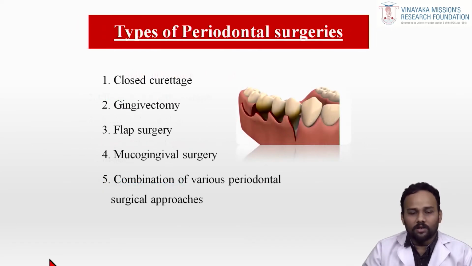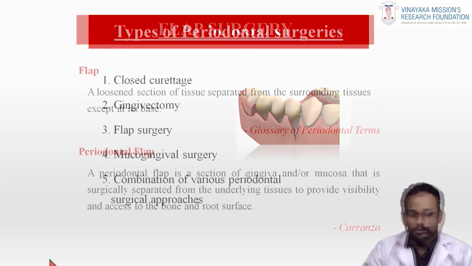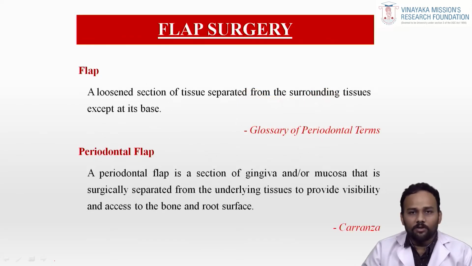There are different types of periodontal surgeries like closed curettage, gingivectomy, flap surgery, mucogingival surgery, and combinations of various periodontal surgical approaches. Flap surgery. A flap is defined as a loosened section of tissue separated from the surrounding tissue except at its base. A periodontal flap is defined as a section of gingiva or mucosa surgically separated from the underlying tissue to provide access and visibility to the bone and root surface.